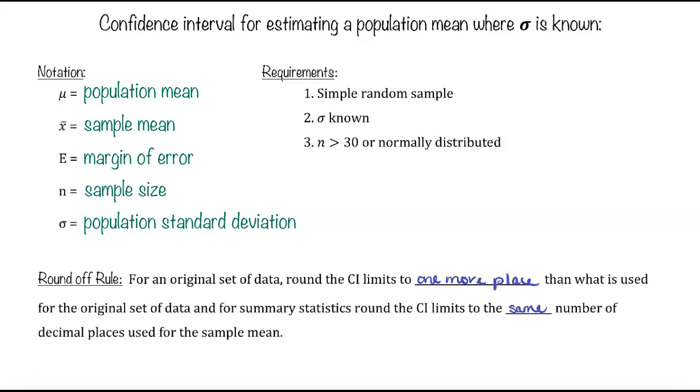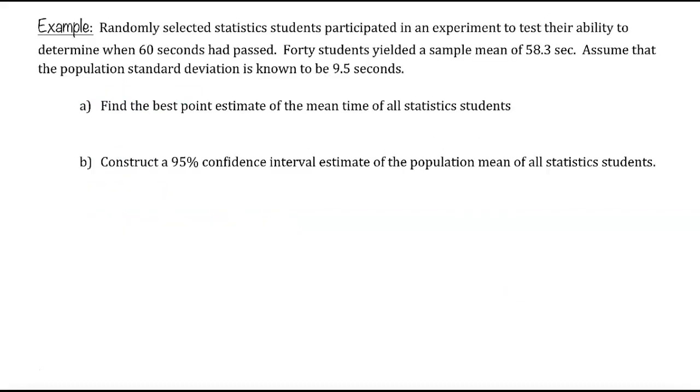Let's get started with an example. In this example, we are told that some randomly selected statistics students participated in an experiment to test their ability to determine when 60 seconds had passed. 40 students yielded a sample mean of 58.3 seconds. Assume that the population standard deviation is known to be 9.5 seconds.